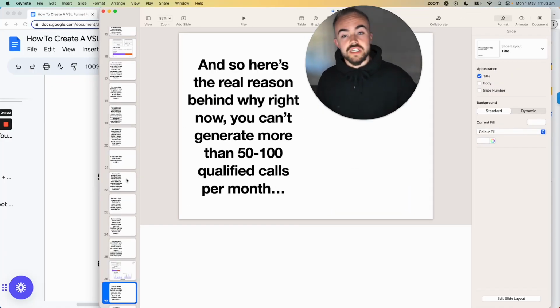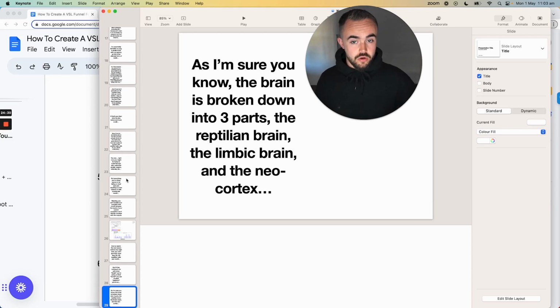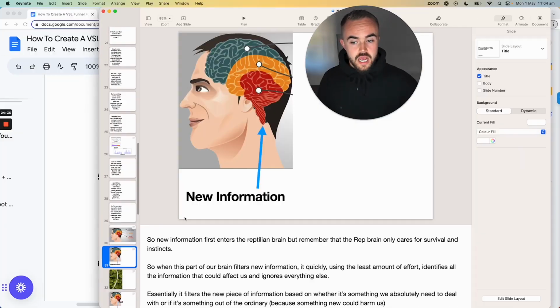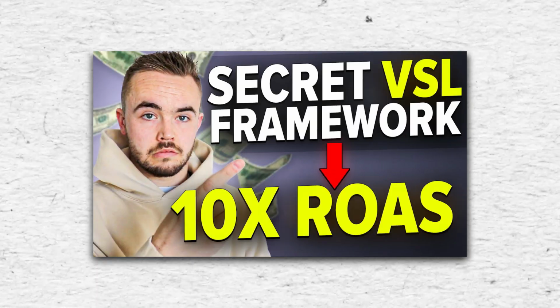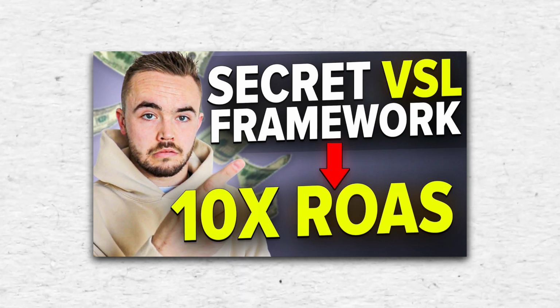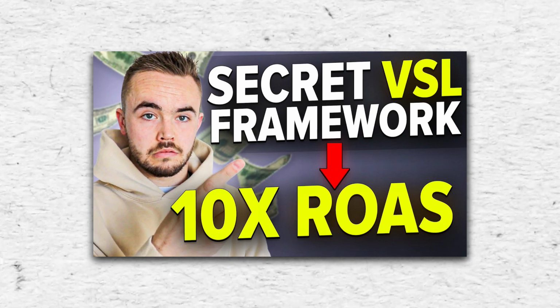And so here's the real reason behind why you can't generate more calls right now. And it has nothing to do with what script you're using or what funnel you're using or what platform you're on. As I'm sure you know, the brain's broken down into 3 core parts, right? And then I basically explain how the brain's structured. And by the way, if you want to know more, my previous video on YouTube was covering this stuff about the brain. Because as I say, this is actually the real reason. This is not just me hyping this up for our ads. This is actually real.